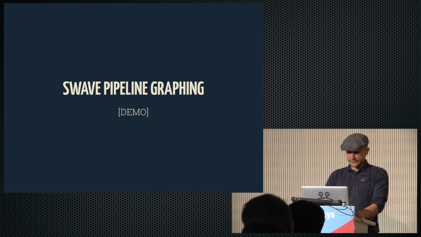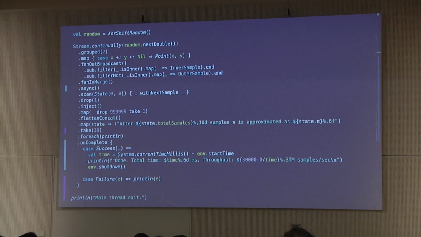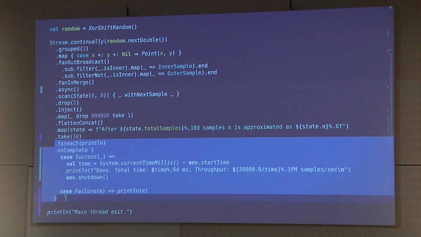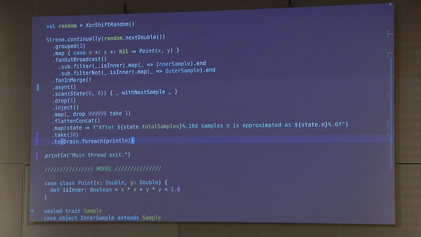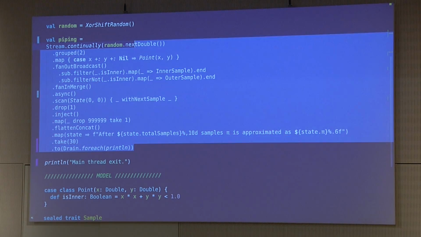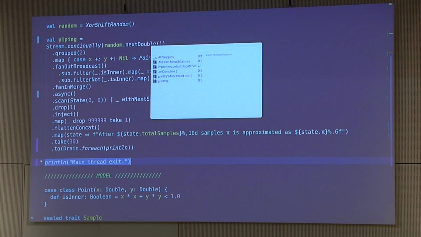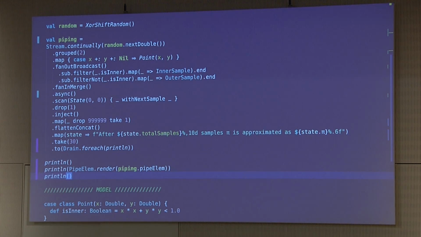So let's go back to our example that we had here and change it so that we can actually render it. So what we do is take this away, and we just say this. So we don't run it, we just create the whole thing. We attach a drain, and we give it a name, val piping, for example. So that's the piping. That's the type of this whole thing. If I ask IDEA what the type is, piping is just the name of a runnable graph. And what we want to do is see what it looks like. There's a method called currently pipeElem.render.